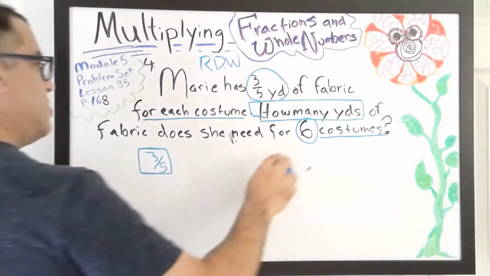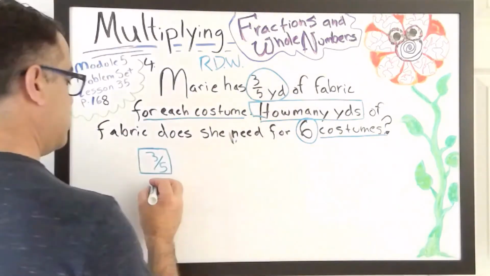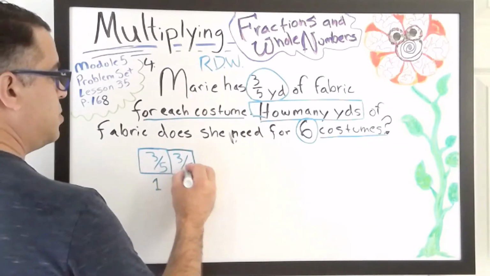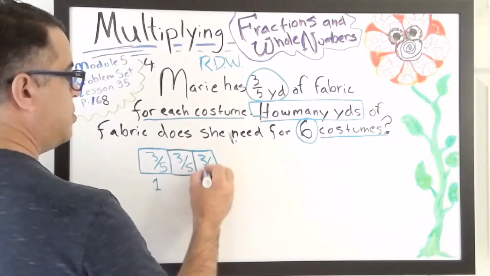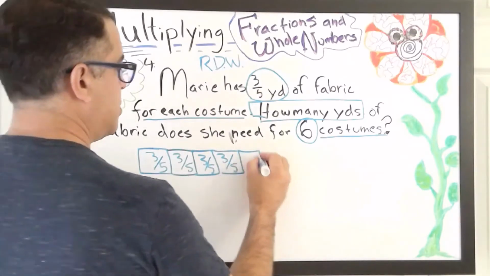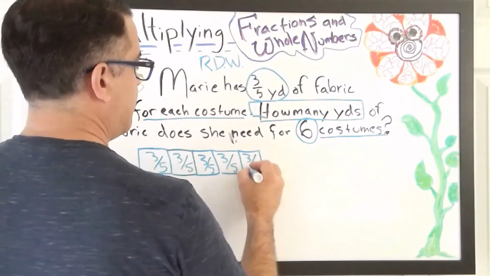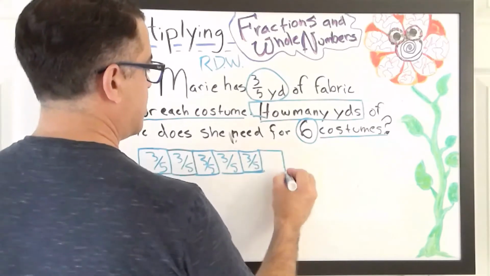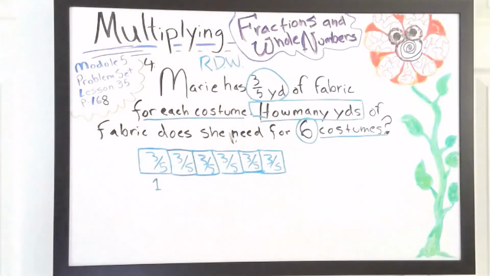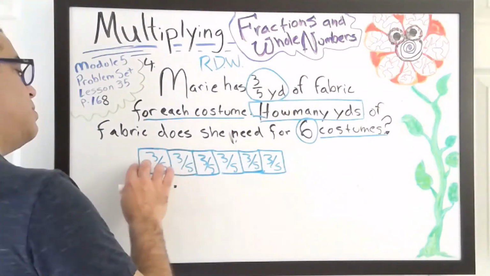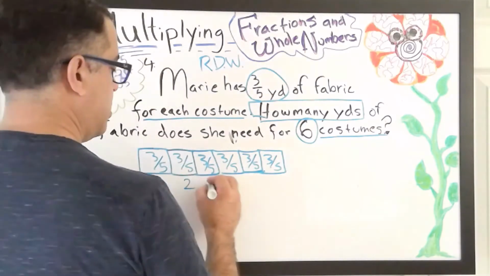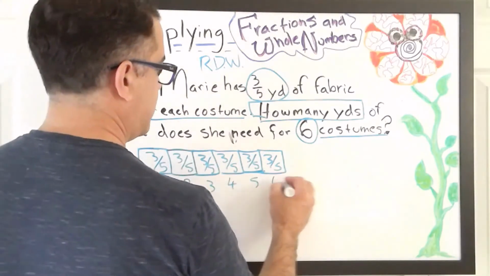So if she needs 6 costumes, this is 1 costume, 2 costumes, 3 costumes, 4 costumes, 5 costumes, and here's the 6th costume right there. This would be the appropriate way to model it with a tape diagram. We could add all these up, or we can do our multiplication. 6 costumes.